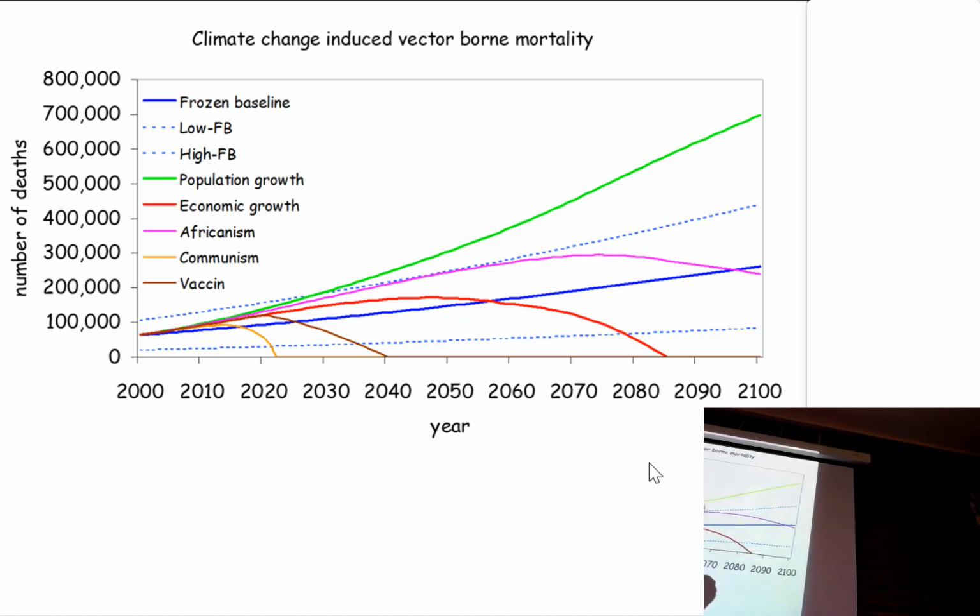And if this malaria vaccine comes along, then boom, the disease is eradicated by 2040. And not just the climate part of malaria, but all of malaria is gone, right? So we did that as a joke.